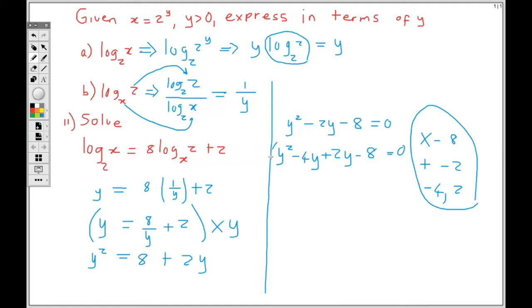Now grouping, have them in two groups. So we factor out what is common. So in the first bracket, I can factor out a y. So I'm left with y minus 4. The second bracket, I can factor out 2, positive 2. So I'm left with y minus 4. So I have y plus 2, and I also have y minus 4.